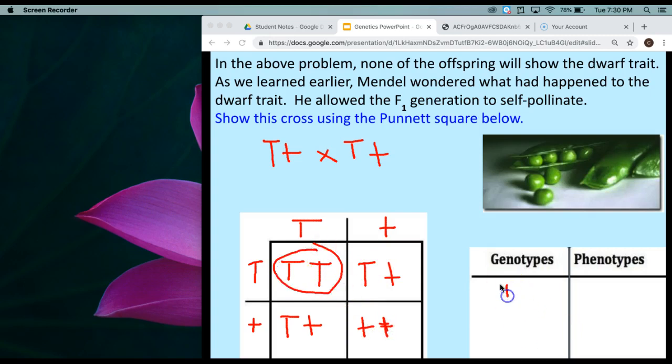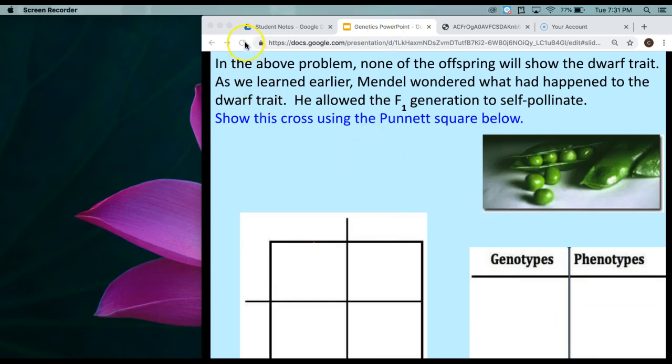Homozygous dominant, it's going to be tall. 2 heterozygous, which will be tall because we have one dominant trait. And then we have a recessive trait, homozygous recessive, and this would be dwarf. All right, hopefully that's what you got. If you have any questions, please let me know.